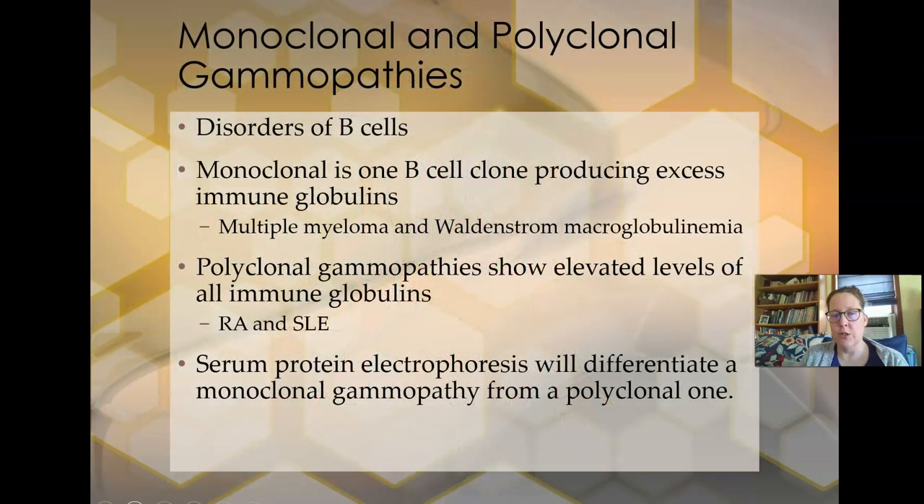And then you have your monoclonal and polyclonal gammopathies, which are disorders of B cells. Monoclonal is one B cell clone producing excess immunoglobulins or excess antibodies. Examples of monoclonal gammopathies are multiple myeloma and Waldenstrom macroglobulinemia. Those are both covered in your protein chapter. And your polyclonal gammopathies show elevated levels of all immunoglobulins, so IgA, IgG, IgM, all of them. So RA and SLE are polyclonal gammopathies.